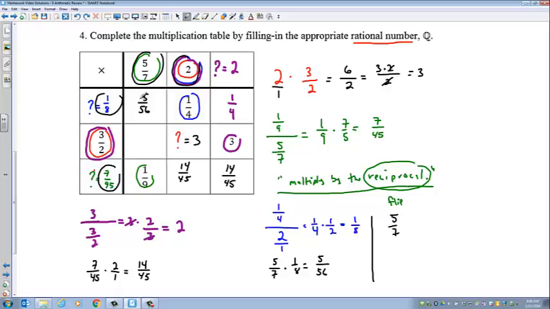The next one, we'll take 5/7 here, and we'll multiply it by 3 over 2. And that'll give us this empty square right here. So 5/7 times 3 over 2, which is equal to 5 times 3 is 15, and 7 times 2 is 14. And so that's 15 over 14.